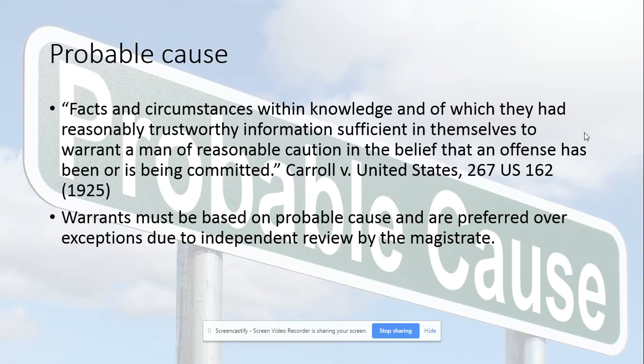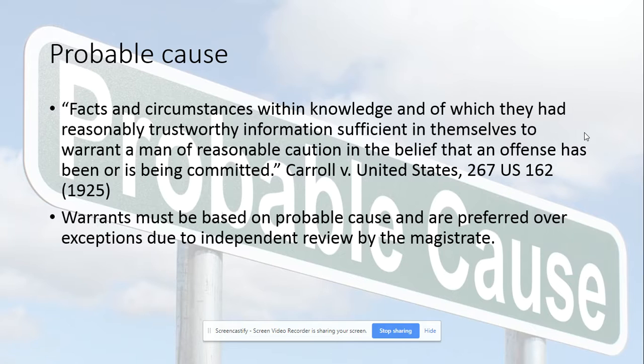And so the search to be reasonable, and we'll deal with it later. So moving on. Remember that in the Fourth Amendment, it says that search warrants must be issued based upon probable cause. Okay, so you see that right there.